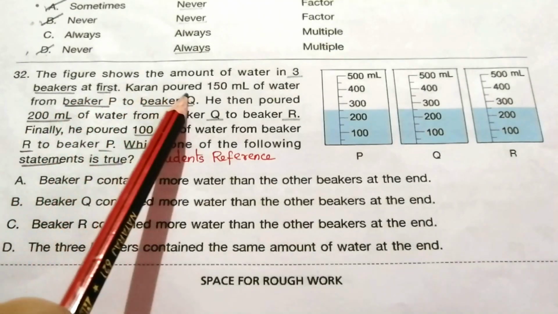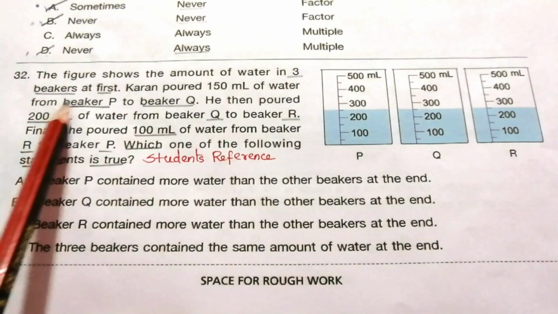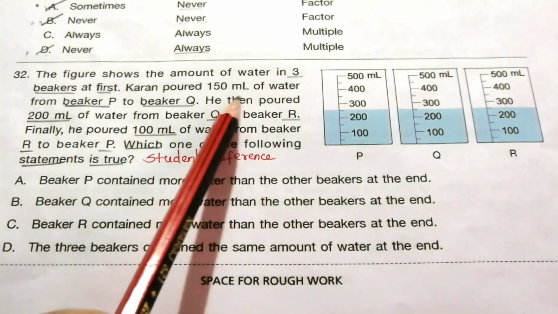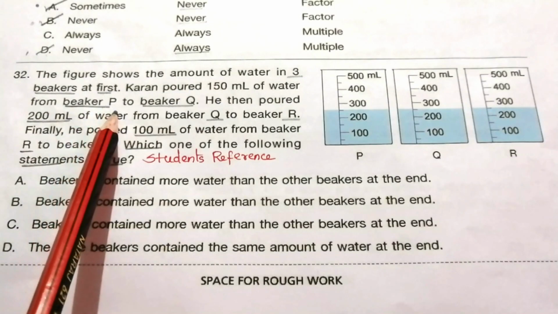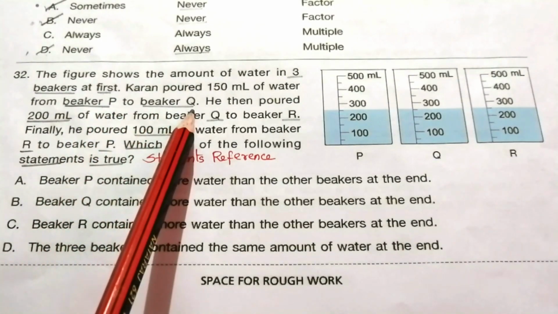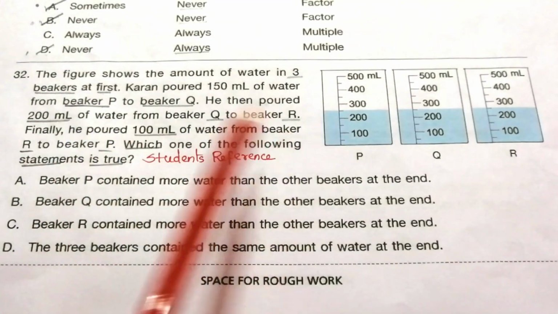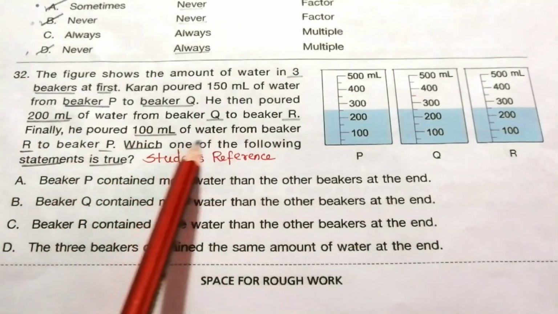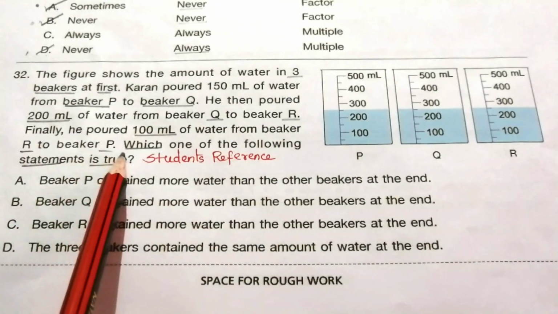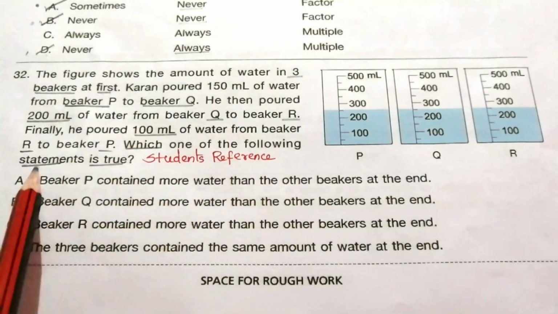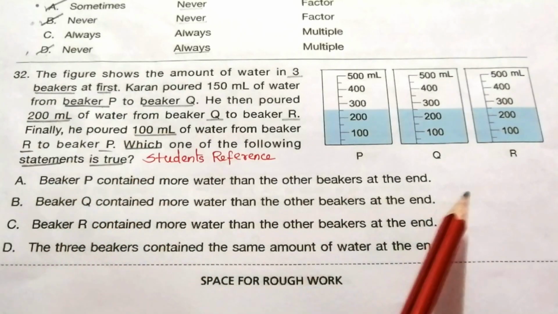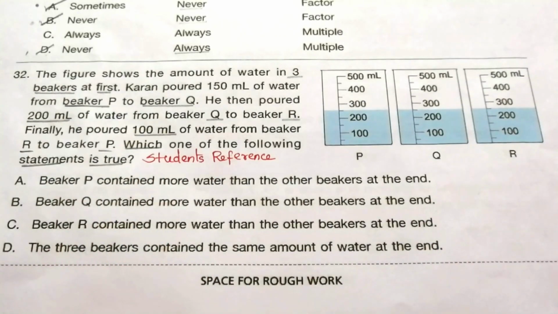32. The figure shows the amount of water in 3 beakers at first. Kiran poured 150 ml of water from beaker P to beaker Q. He then poured 200 ml of water from beaker Q to beaker R. Finally, he poured 100 ml of water from beaker R to beaker P. Which one of the following statements is true? You look at the given figures and read the given problem once again carefully, and you read the options and try to find out the answer.